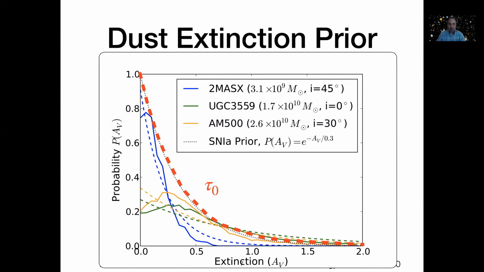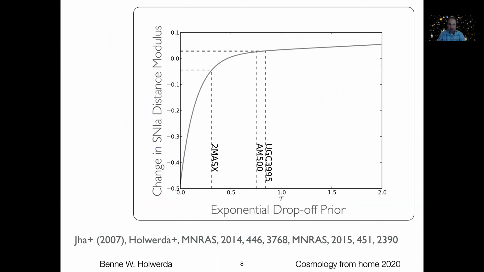That's the ultimate goal. And so we've got these different mass galaxies and different inclinations, and maybe we can find a bespoke prior for dust, for host galaxy dust that way.